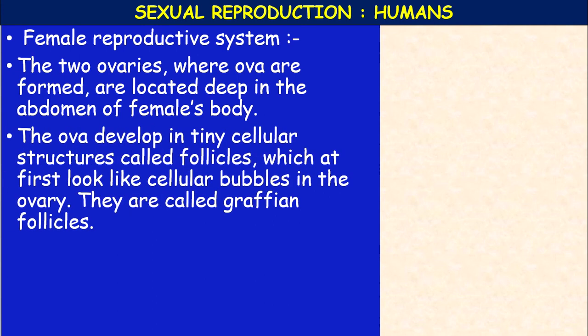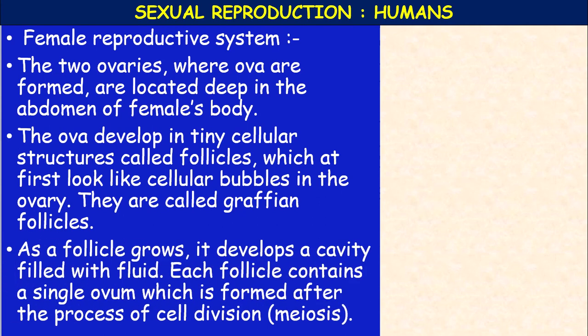The ovum develops in tiny cells in the ovary, which are called follicles. The matured follicle is the Graafian follicle. As a follicle develops, a cavity filled with fluid forms. Each follicle contains a single ovum which is formed after the process of cell division.